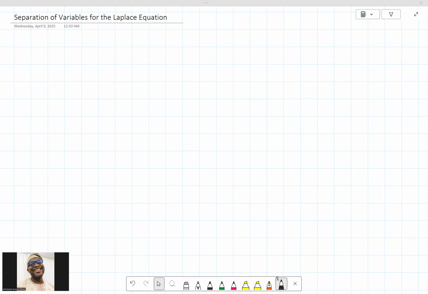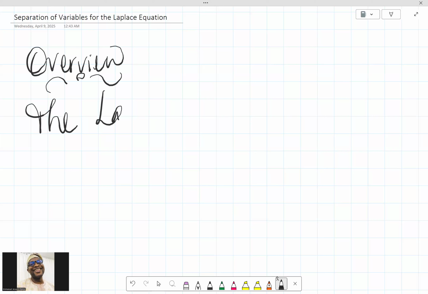In this video, we move on to the separation of variables for the Laplace equation. Just like I have done for the heat equation and wave equation, we are using separation of variables for the Laplace equation. These are the top three equations we've been talking about since I started talking about partial differential equations. So, it's an overview.